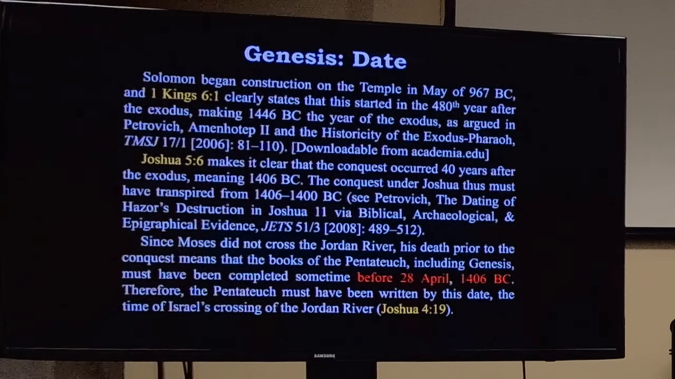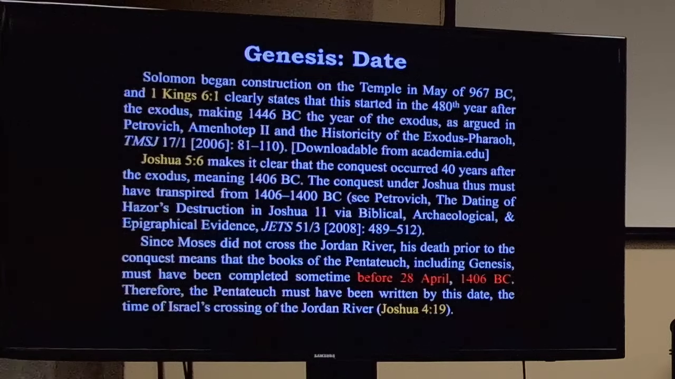And there are all kinds of extra-biblical forms of evidence, such as the Jubilee cycle and the Parian marble, etc., especially found in articles written by Roger Young, which you can also download for free from his academia.edu webpage, which will confirm 1446 as the right year for the Exodus. That being the case, Joshua 5:6 makes it clear that the conquest occurred 40 years after the Exodus, meaning 1406 BC.